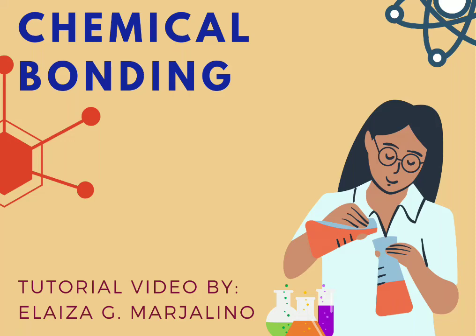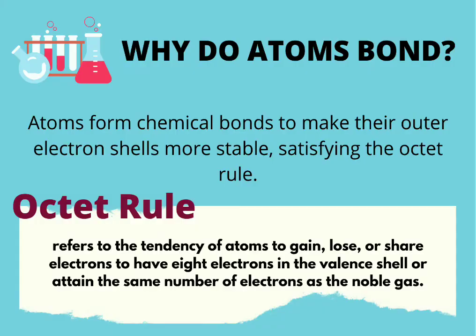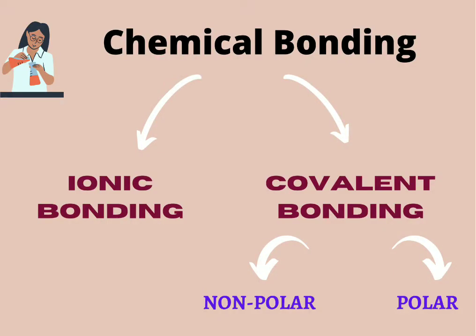Chemical bonding is defined as the attractive force that holds two or more atoms together in a molecule or an ion. But did you know why atoms bond at all? Well, atoms form chemical bonds to make their outer electron shells more stable, satisfying the octet rule. In this tutorial, I highlighted only the two main types of chemical bonding, ionic bonding and covalent bonding.